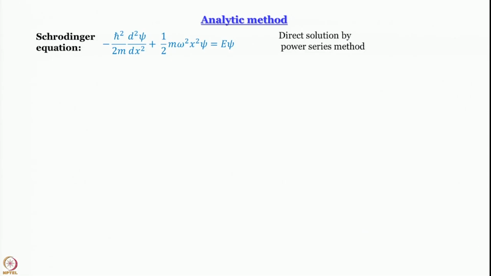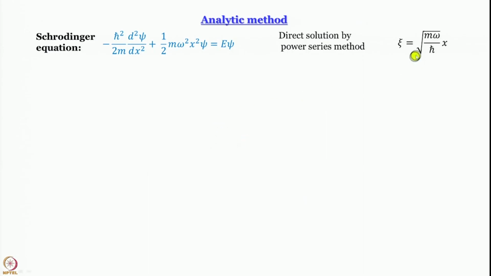What is the power series method? We will see when the time comes. But first let us rewrite the variable. This equation is in x. Since we are not the first to work out this equation, we know that the final result will be neater if we work this out in terms of not x, but another related variable, xi.